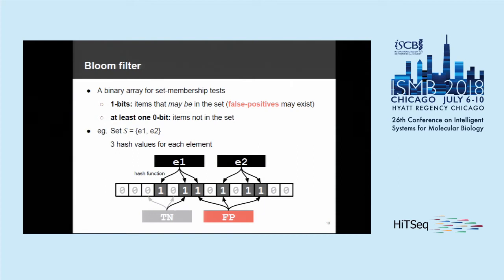Here is a very simple example. Let's say we have a set of 2 items, E1 and E2, and we assign 3 hash values for each of these elements in the set. These hash values are used to specify the positions in the binary array that are set to 1. However, due to hash collisions, false positives may exist in Bloom filters.